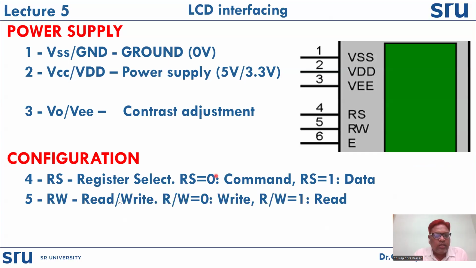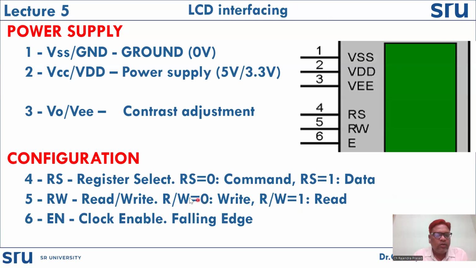Then read or write bar. The fifth line is the read or write bar. If read or write bar is equal to 0, it means a write operation, that means the LCD is accepting the data. Read or write bar equal to 1 means a read operation. A read operation is nothing but reading the status information from the LCD. Normally we won't read the status information, and in most cases we will use read or write bar equal to 0 only.